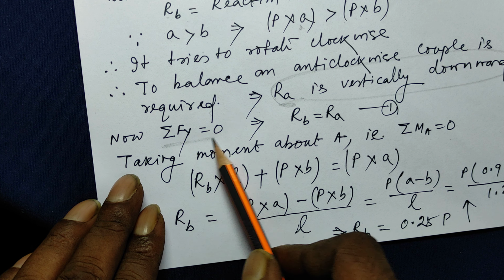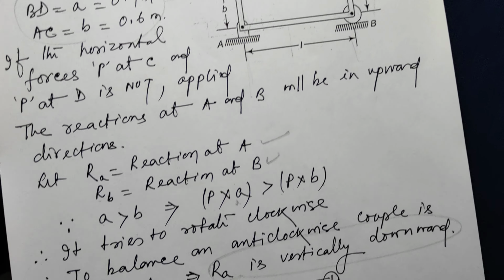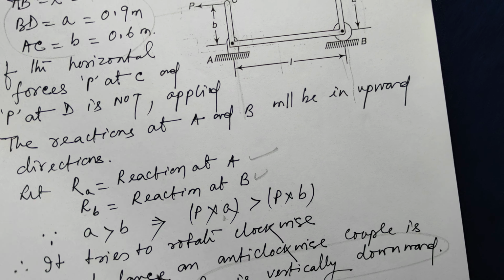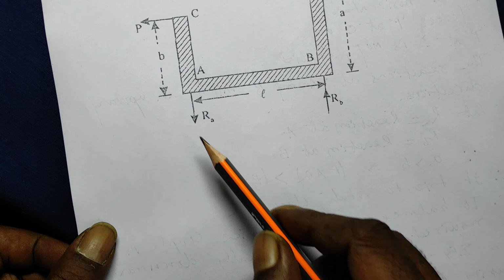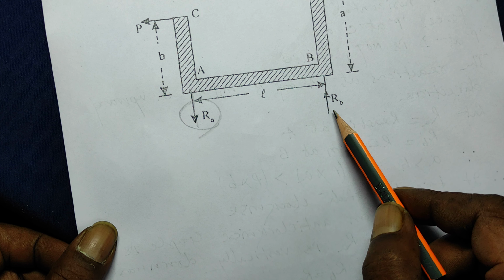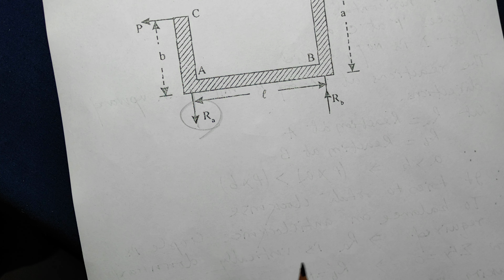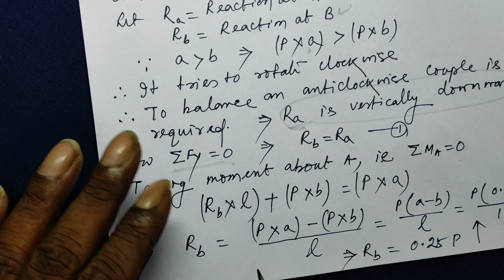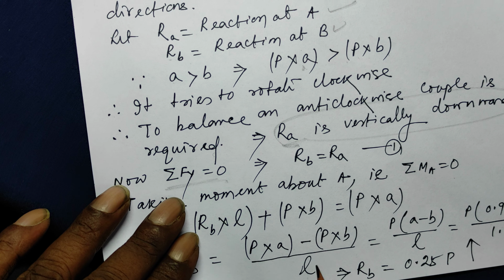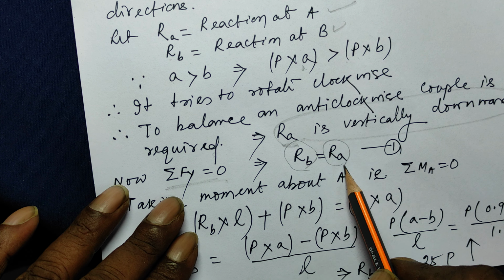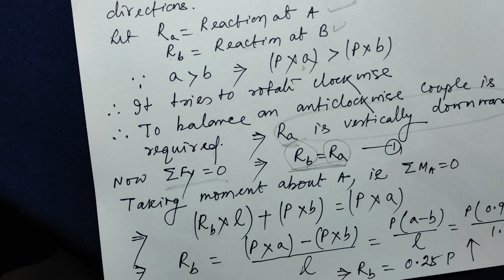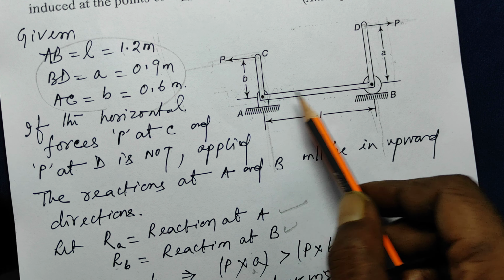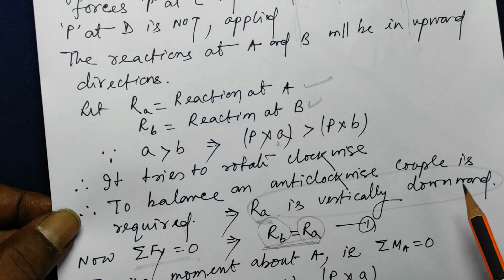So let us apply sigma Fy equal to 0. Since it is in equilibrium, RA is equal to RB. Why it has to be vertically downward, I just explained, to balance it. Now, applying the sum of the forces along the y-axis equal to 0, the reaction at B and the reaction at A are numerically equal, but opposite. Now let us take the moment about the point A. You can take the moment about the point B also.